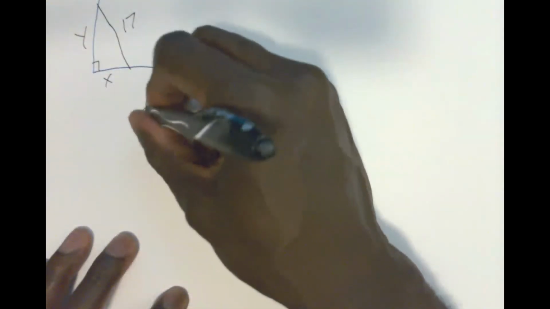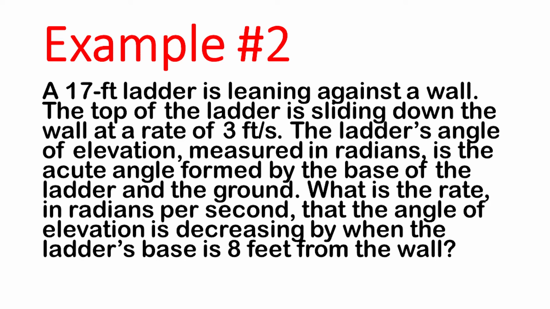So that's this rate. So dy/dt is -3. Again, that's a decreasing rate there. And the ladder's angle of elevation, measured in radians, is the acute angle formed by the base of the ladder and the ground. So that would be this angle here. I'm going to call that angle theta.